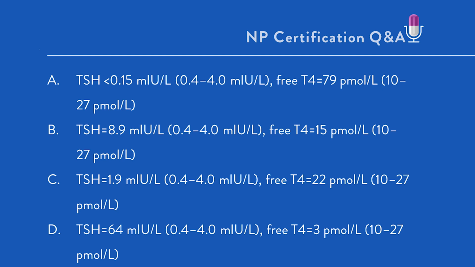Would it be A, a TSH of below 1.5, with the norm being 0.4 to 4, and a free T4 of 79, with the norm being 10 to 27? B, a TSH of 8.9, again, norm 0.4 to 4, with a free T4 of 15, which is within the normal range of 10 to 27. C, a TSH of 1.9, with the norm again 0.4 to 4, and a free T4 of 22, with the normal range being 10 to 27. Or D, a TSH of 64, with the upper limit of normal of TSH being 4, and a free T4 of 3, where the normal range on free T4 is 10 to 27.